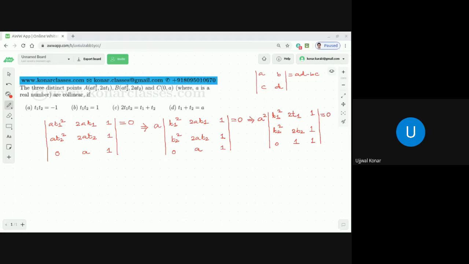Now, we can expand this determinant with respect to the first row. So then what we are going to get is something like that. a² cannot be 0, so definitely the value of this determinant is going to be 0. That means t1², 2t1, 1; t2², 2t2, 1; 0, 1, 1, that has to be 0.